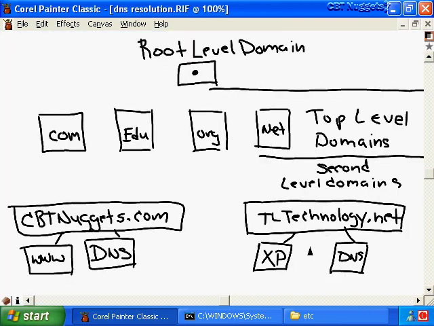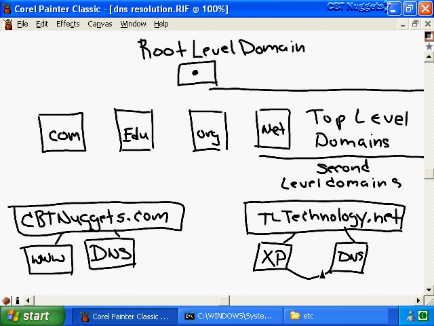So for example, if we're in this company called TL Technology within the domain tltechnology.net, and we want to view a web page hosted on the host called www in the domain called cbtnuggets.com, what we're going to do is resolve from right to left. We need to find the domain first, cbtnuggets.com, and then the host within that domain. So the first step is we're going to ask our local DNS server, do you know where cbtnuggets.com is?